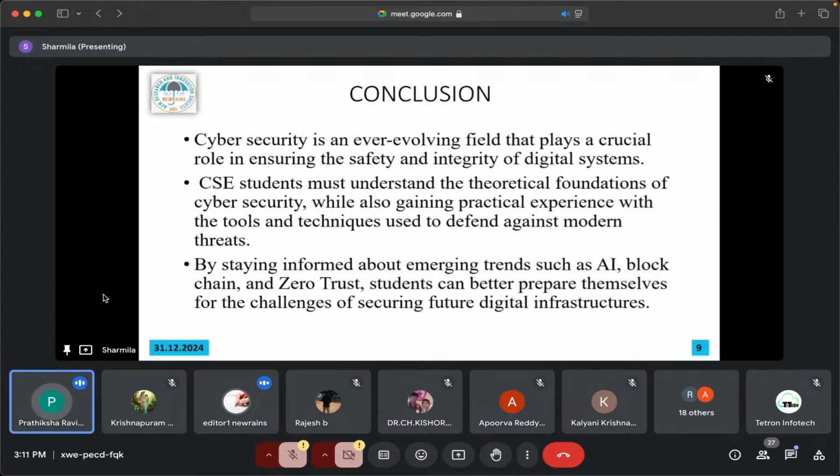Cybersecurity is an ever-evolving field that plays a crucial role in ensuring the safety and integrity of digital systems. CSE students must understand the theoretical foundations of cybersecurity while also gaining practical experience with the tools and techniques used to defend against modern threats. Thank you.